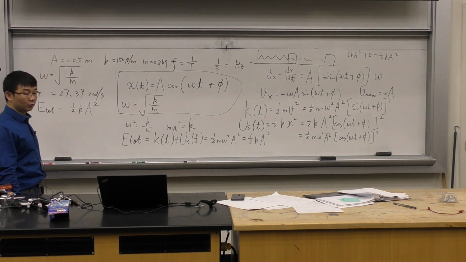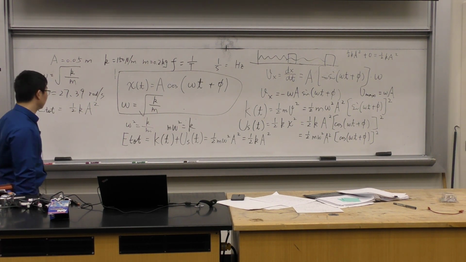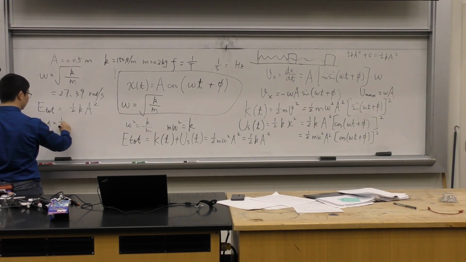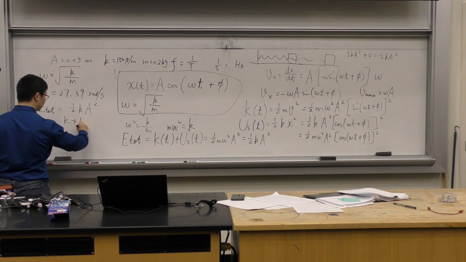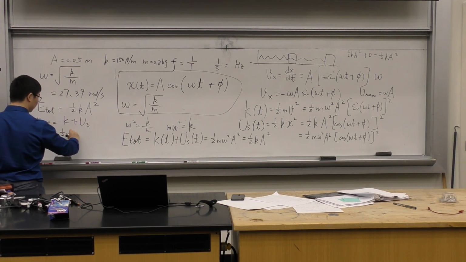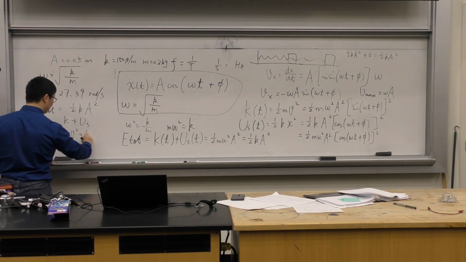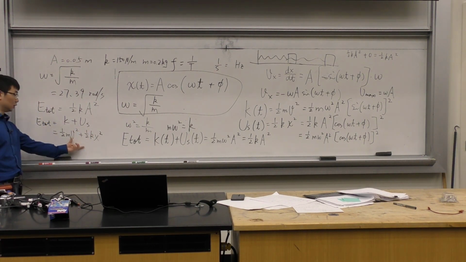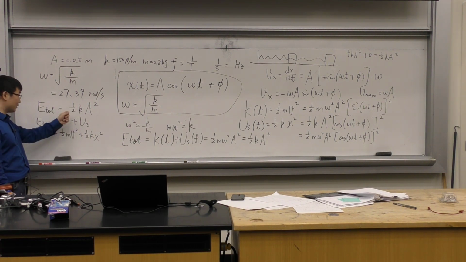Now if you tell me a point, the total energy is always going to be kinetic energy plus elastic energy. It's always going to be 1/2 mv squared plus 1/2 kx squared. That's a general conclusion for any point.